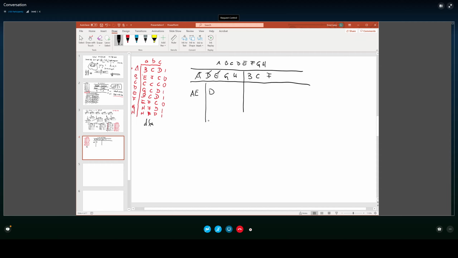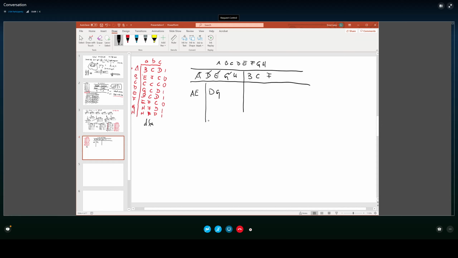G and D is G and H. G and H are together. G and D is C and F. C and F are together. And D and D, so G and D can go together. Everybody clear?